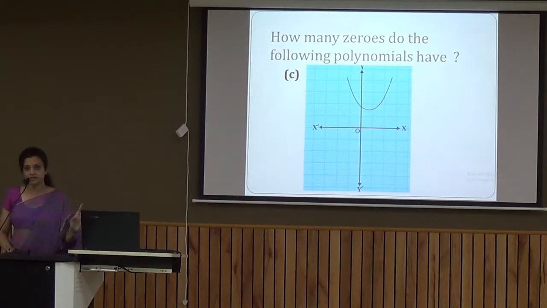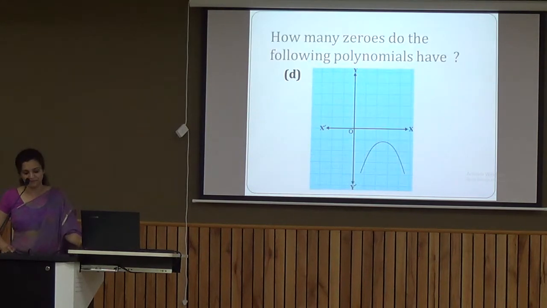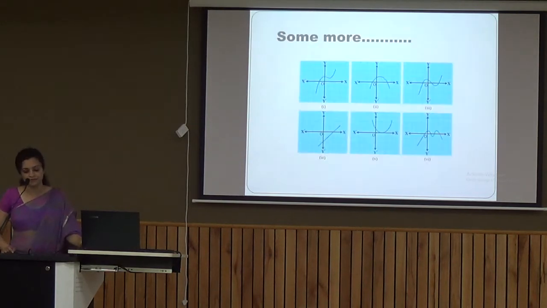Same way here, now this parabola, if you see, it is not intersecting the x-axis anywhere, right? So how many zeros? Yes, you got that right, no zero. Same way here, no zero. Now this gives me some more examples. These are 6 small graphs.